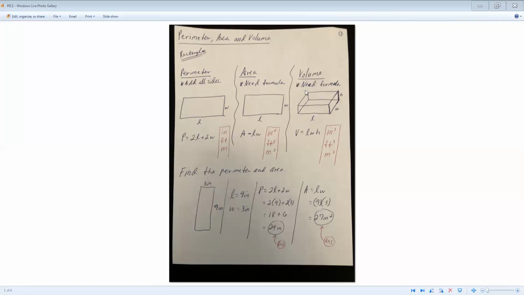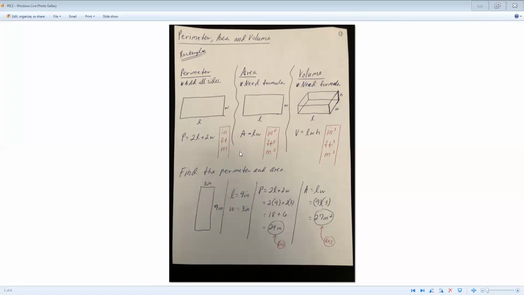And then the volume is the amount of space that the shape takes up three-dimensionally. And once again, you need a formula for the volume. So the perimeter, even though there are formulas for it, you don't need a formula to calculate. You can just add up all of your sides. But for the area and the volume, you need a formula to calculate those.